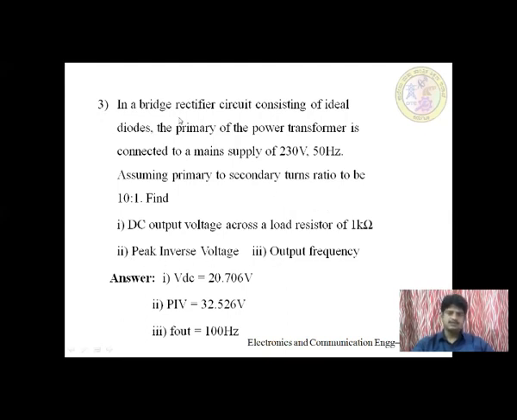So in this you can see, in a bridge rectifier circuit consisting of ideal diodes, means the diode is taken as ideal, means there is no internal resistance to consider. Then the primary voltage of the transformer is 230, and as we said about the previous problem also, input to the transformer is given and turns ratio is given. So by using the turns ratio, we can easily calculate the output of the transformer that becomes the input to your bridge rectifier. So you can calculate the VM.